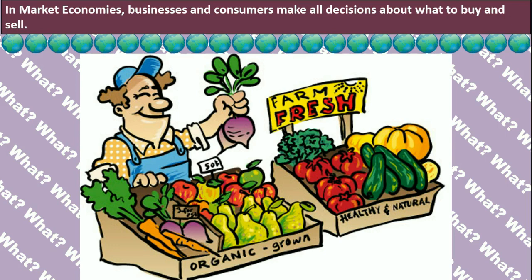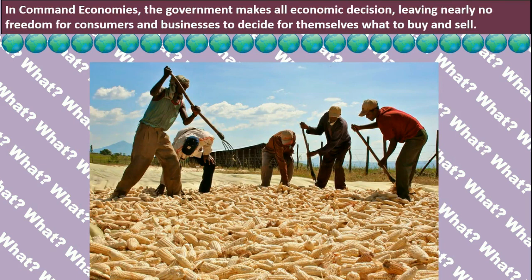A market economy is described by businesses and consumers making the decisions about what to buy and sell. A business can decide what they are going to produce or what service they will offer, and the business will also decide how much they are willing to sell their product or service for. The consumer, you and me, will make a decision to buy or not to buy based on the product and price. Command economies are kind of the opposite of market economies.